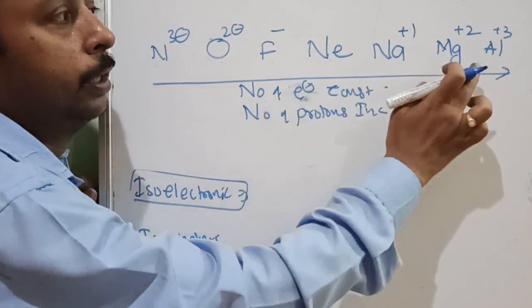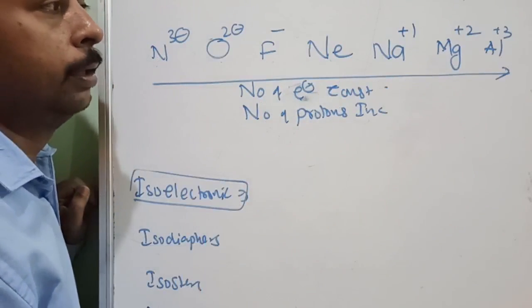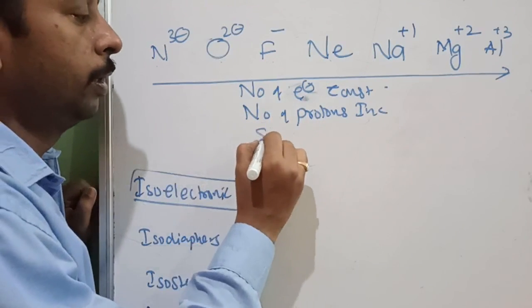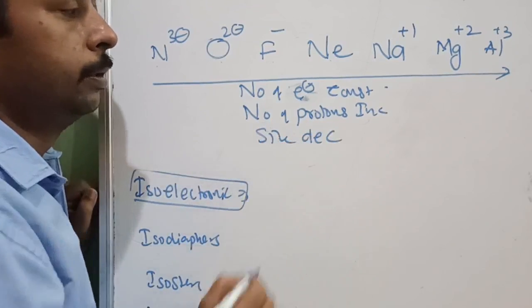So it is very difficult to handle here. Atomic size decreases. Size from left to right, what happens? Size decreases.